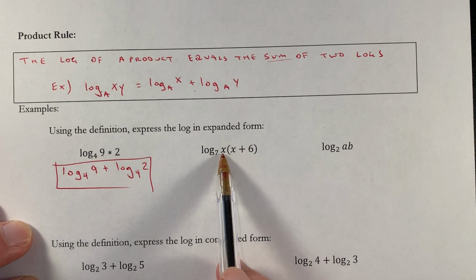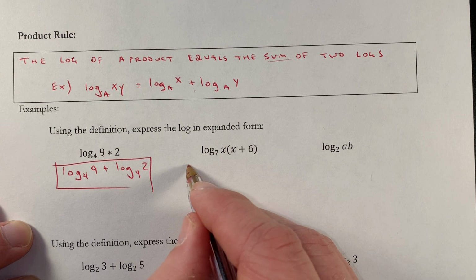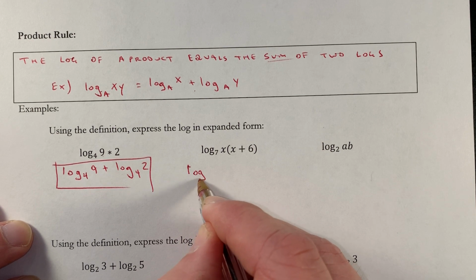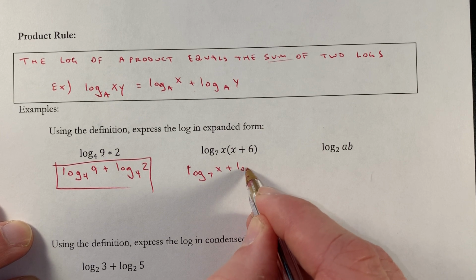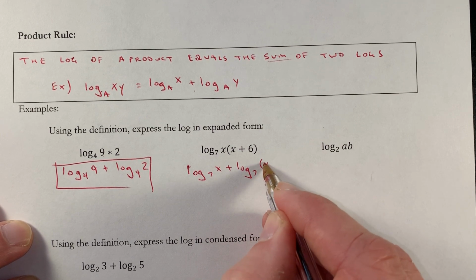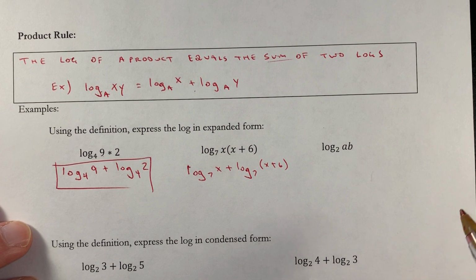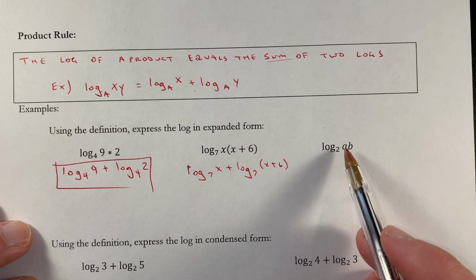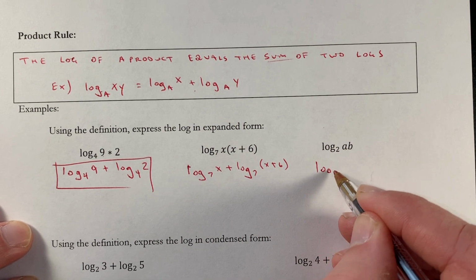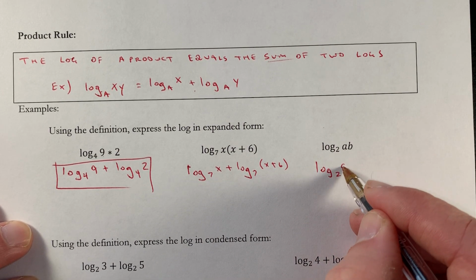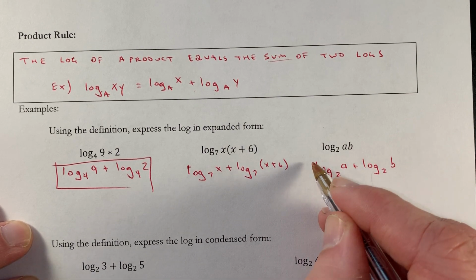Here we've got a product, x times x plus 6. So we can write in expanded form as log base 7 of x plus log base 7 of x plus 6. And here we have a times b as our argument. So we can write in expanded form log base 2 of a plus log base 2 of b.